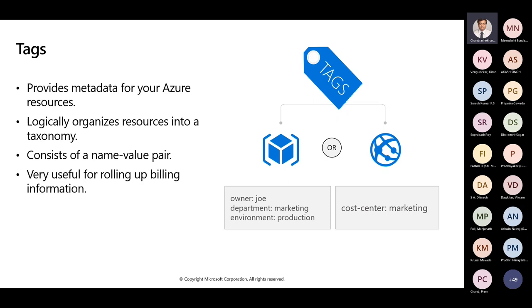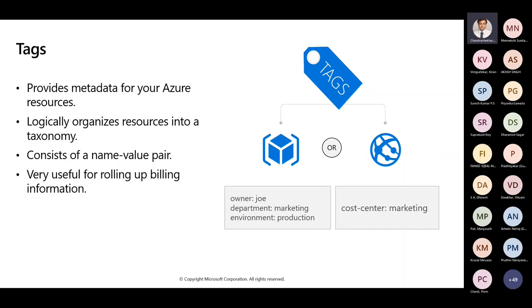Tags are a kind of metadata which you assign to the resource, which logically organizes resources into one taxonomy, and consists of a name-value pair. For example, there are resources of five projects as of now up and running. Out of them, for the production level resources of all the projects, you want to apply some policy.